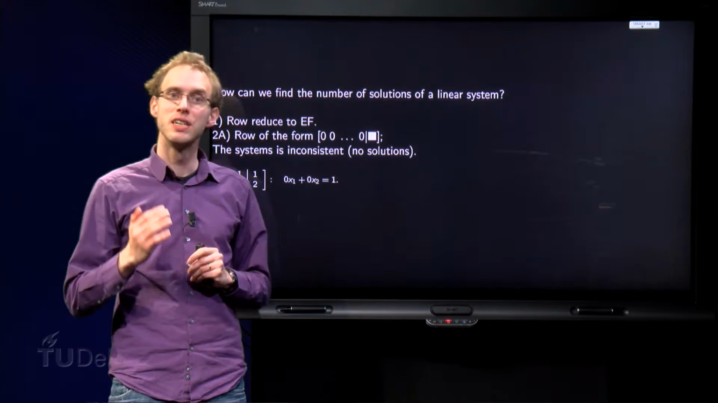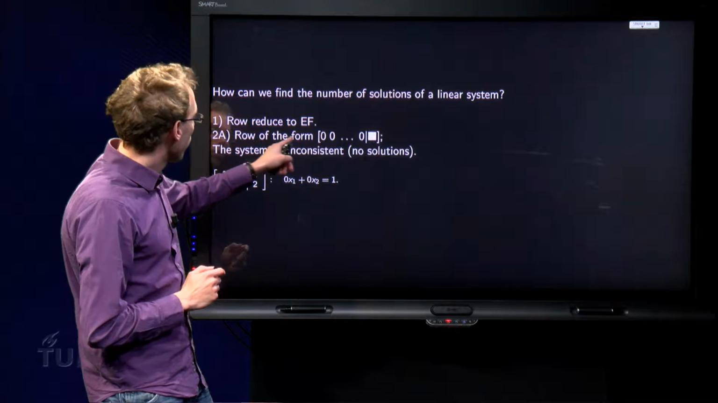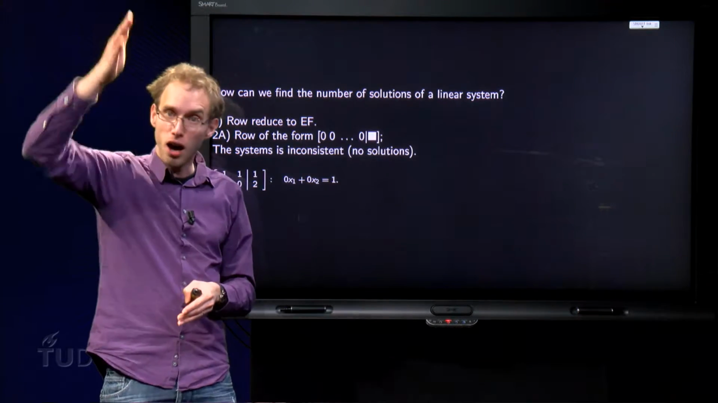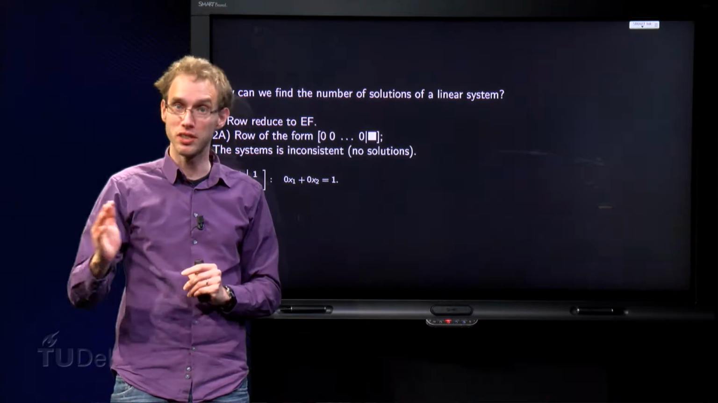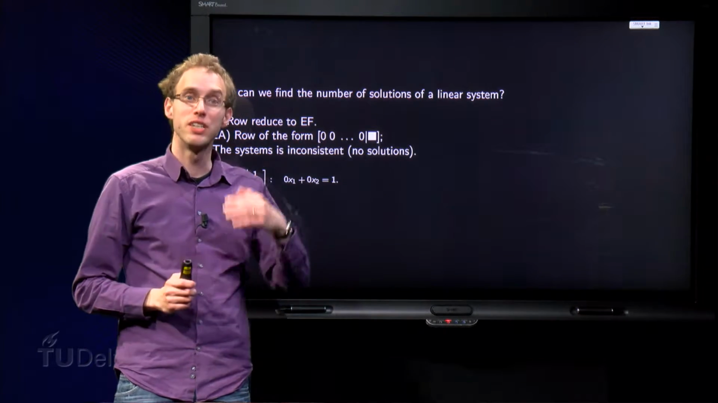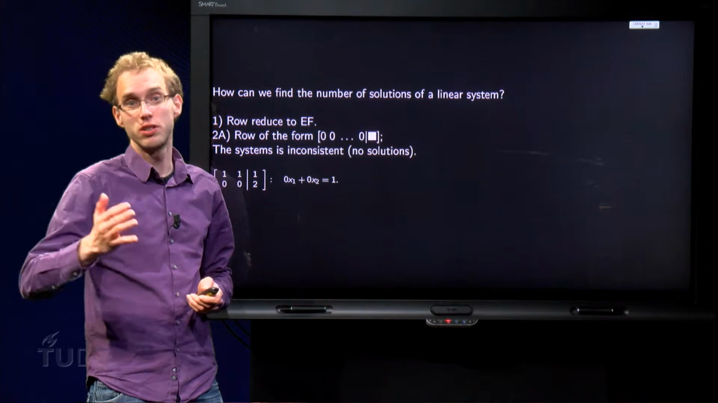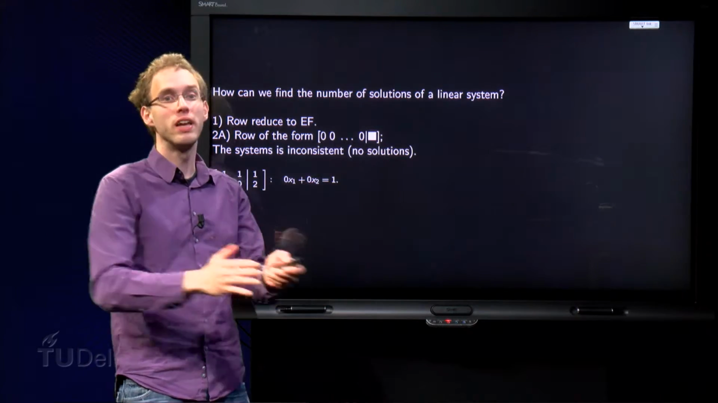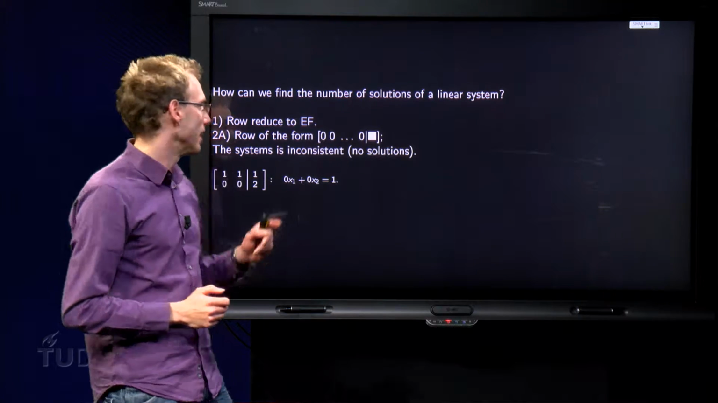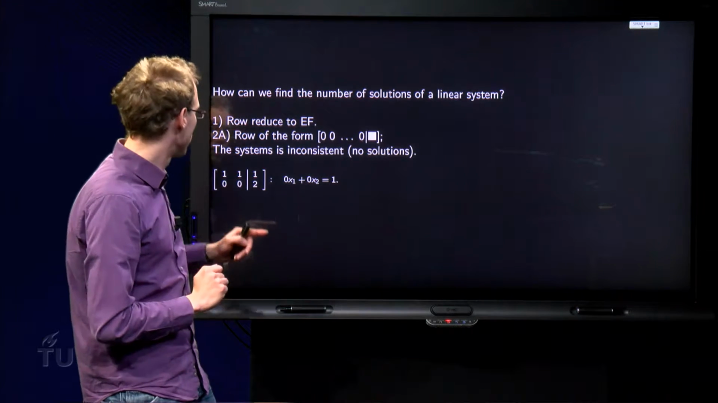Step 1. Step 2. Is there a row of the form 0, 0, 0, 0, so with all zeros, and after the bar a number which is not equal to 0? In that case, we have an equation of the form 0x1 plus 0x2 up till 0xn equals something non-zero. So 0 equals something non-zero. We can, of course, never find a solution of that, and in that case the system is called inconsistent and it does not have solutions.